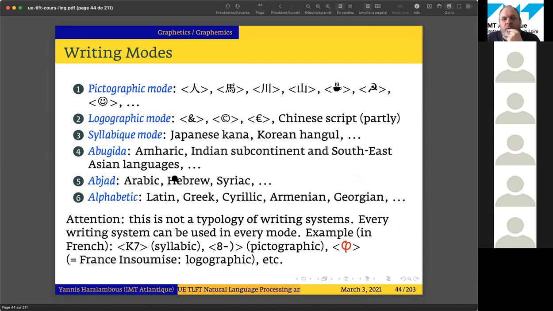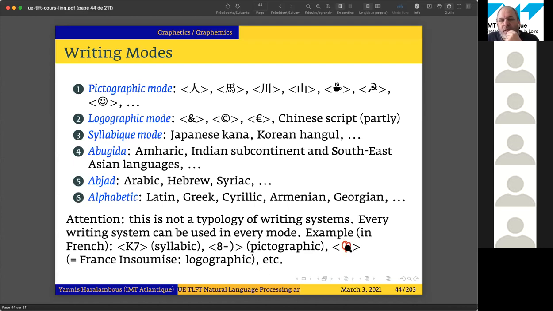These are the different modes. This is just to say that you shouldn't think of writing systems as being monolithic. Every writing system can use all of these modes. And so, for example, in French, when you write cassette, and this is sad because the inventor of cassettes died a few days ago, at the age of 94, when you write a K and a 7 to mean cassette, well, this is syllabic, because you take the pronunciation, the letter ka, cassette. When you write this, this is pictographic.